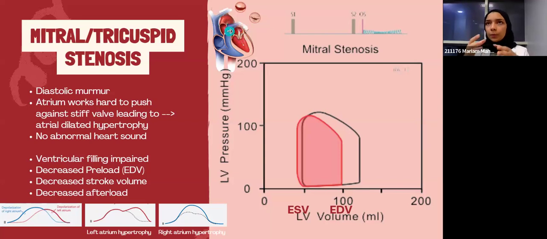Okay, so the atrium will work hard to push against the mitral valve. Because it's not able to push the blood to the ventricle, there is more accumulation of blood in the atrium. It will cause the atrium to be dilated.